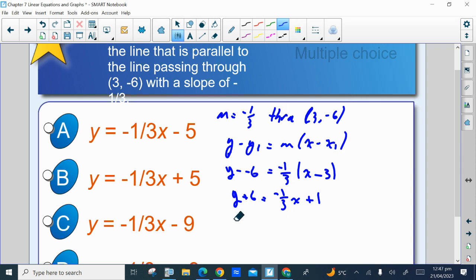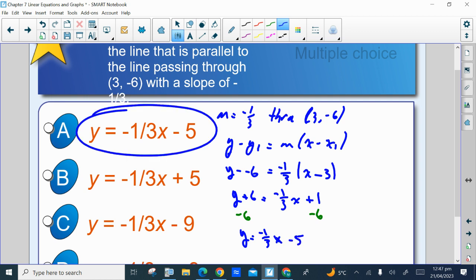And now, to get y by itself, we would have to subtract 6 from both sides. And we'll get y equals -1/3 x plus 1 take away 6, which is -5. So now we know that A is the correct answer.